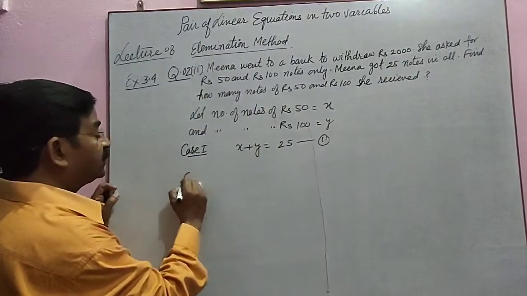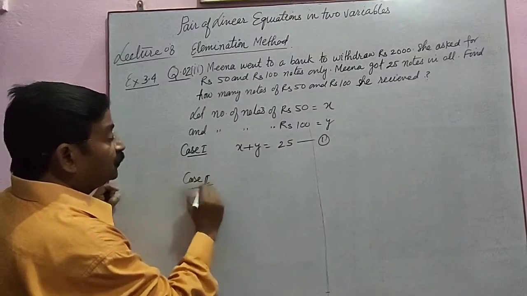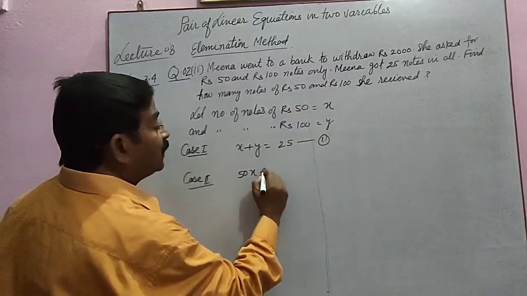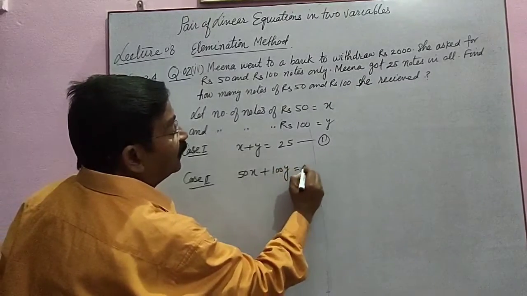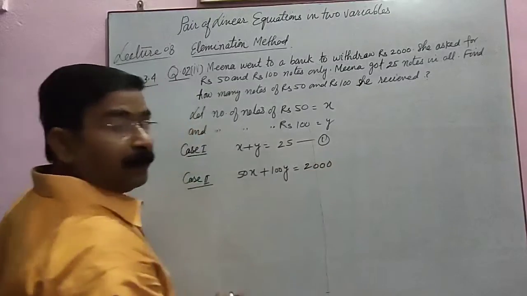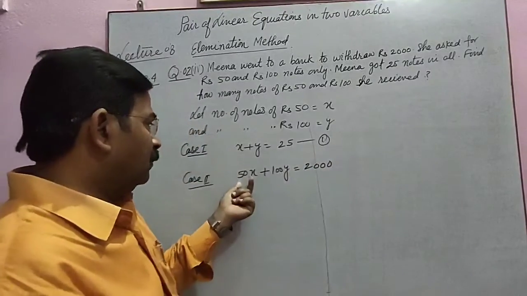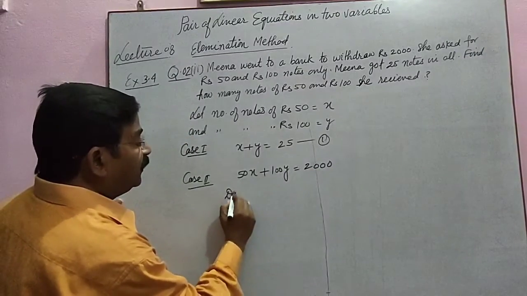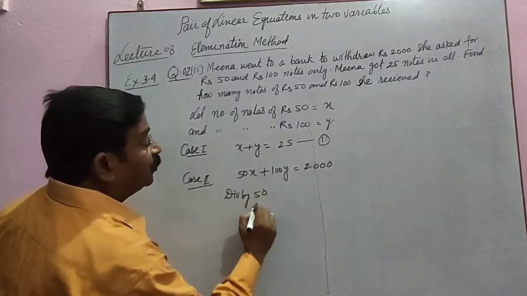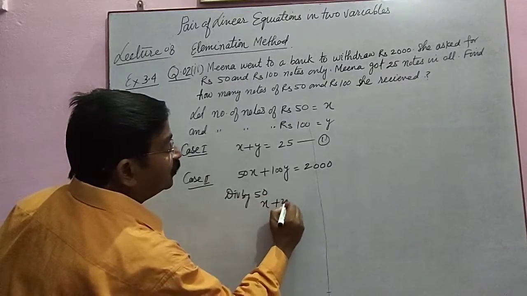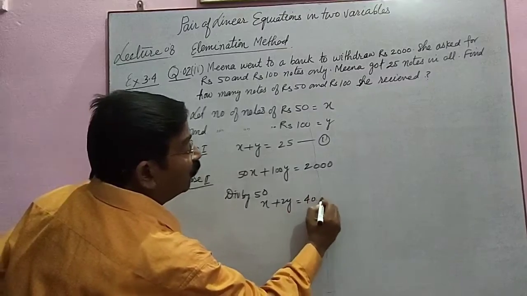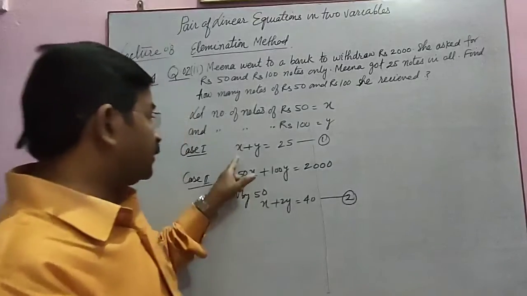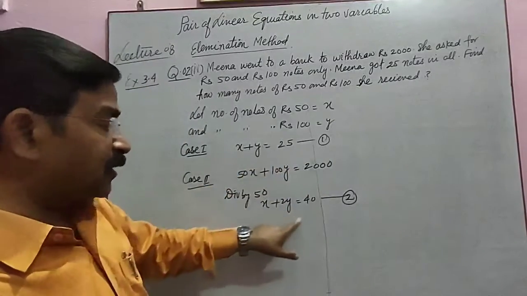So in the second case, 50 into X for 50 rupees notes plus 100 into Y is equal to 2000. You can reduce the equation by dividing this by 50 because 50 is common. So what we have, X plus 2Y is equal to 40. Equation number 2. Again, a very simple equation to solve. X plus Y is equal to 25. X plus 2Y is equal to 40.